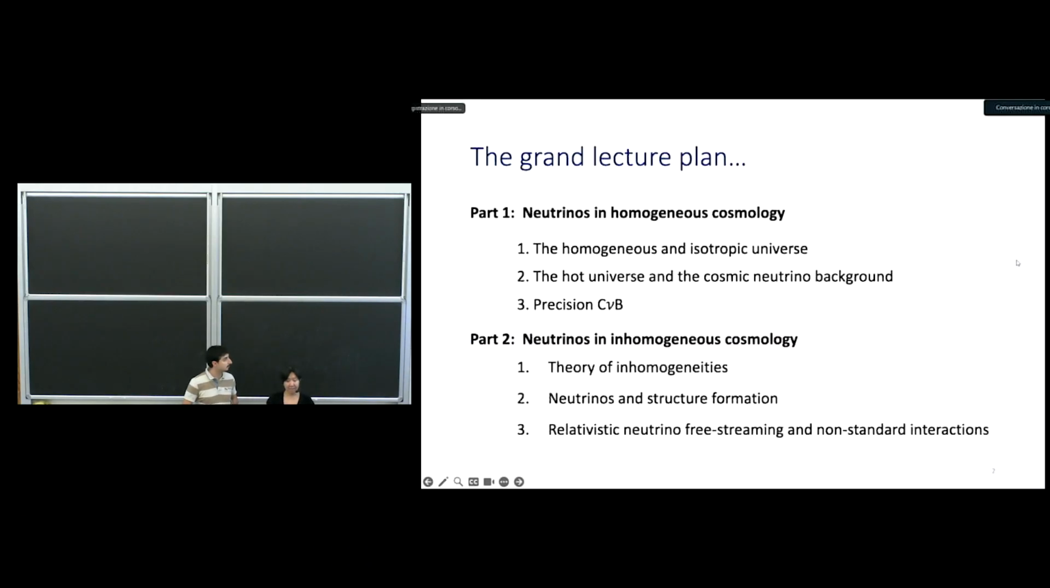Okay, there you go. So what I'm going to do today is to continue on with the last part of neutrinos in homogeneous cosmology. And then in the second half, I will start to tell you about the theory of inhomogeneities. The last two topics here will be the content of tomorrow's lecture.